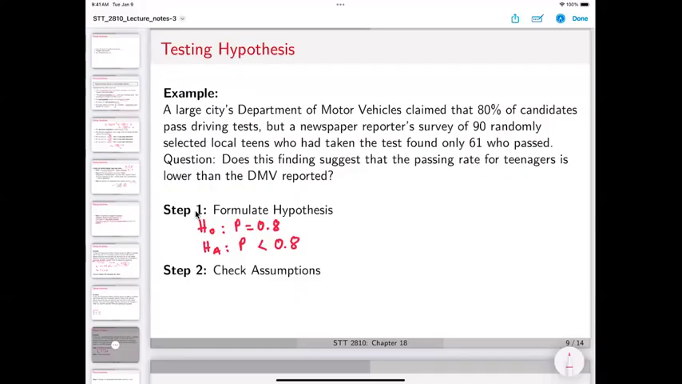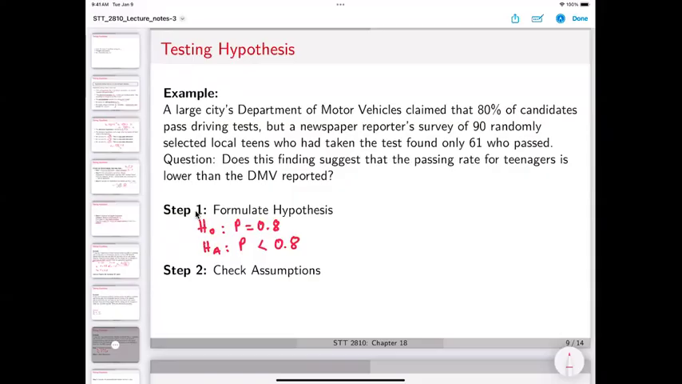Good. Now, step 2 says we should check the assumptions. What are the assumptions for proportions that we learned? One is independence. Is that okay? And then randomization. And then less than 10%. And then the success or failure assumption. Those are the 4 assumptions we learned about proportions in chapter 16.